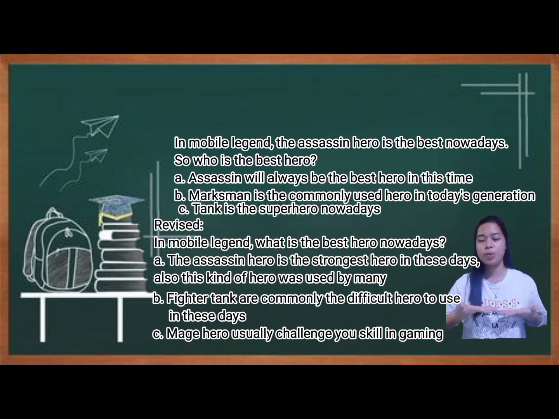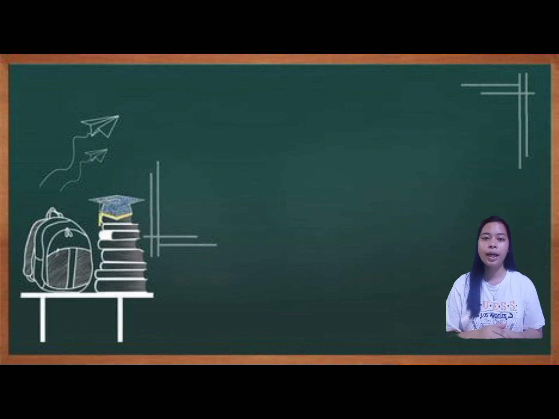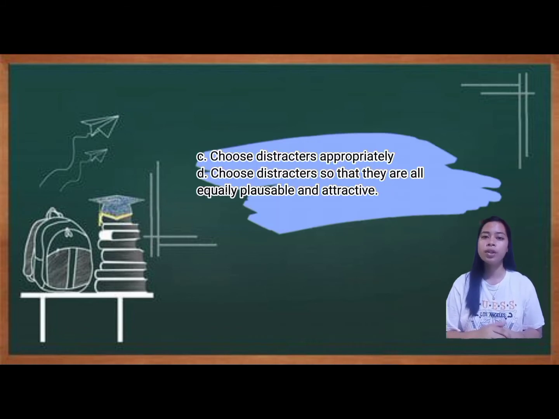The choices are this one. The answer was right the way given within the question. For the third and fourth guide, choose distractors appropriately, and choose distractors so that they are equally plausible and attractive.